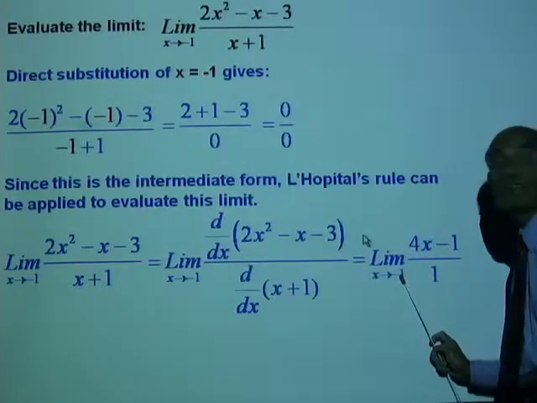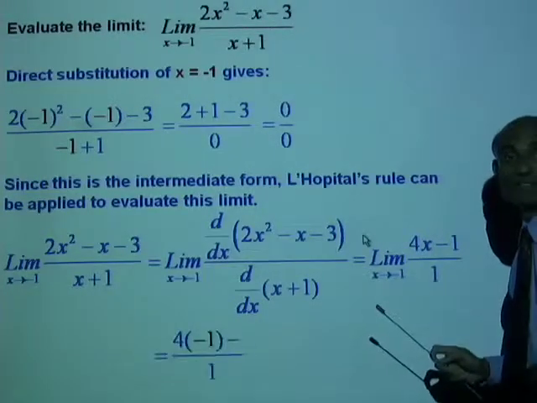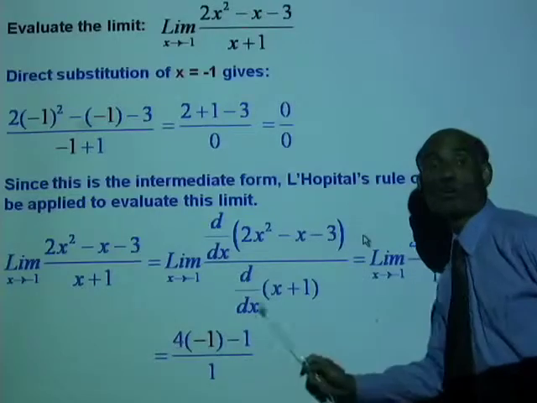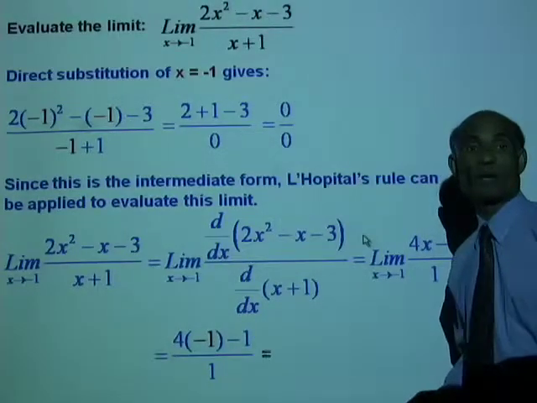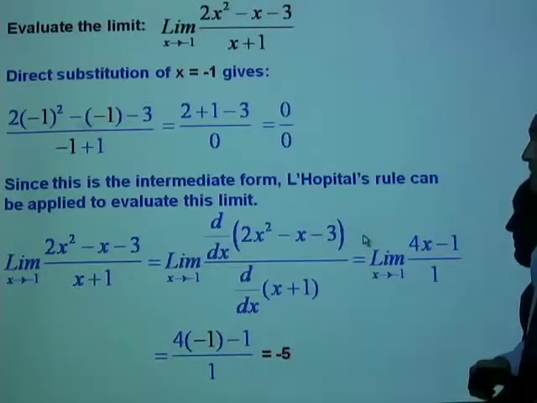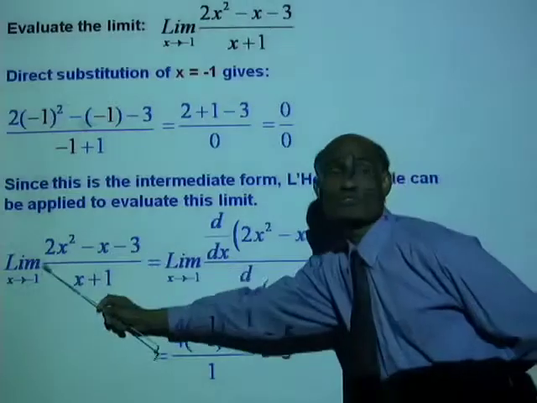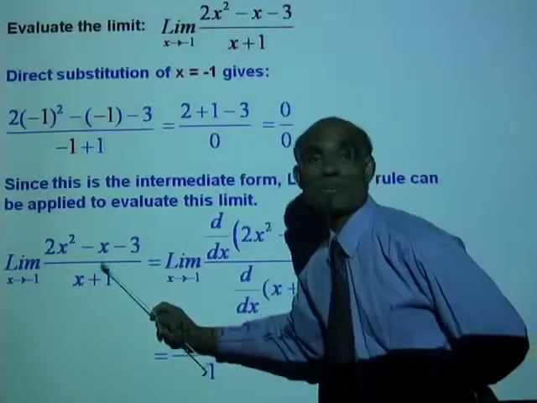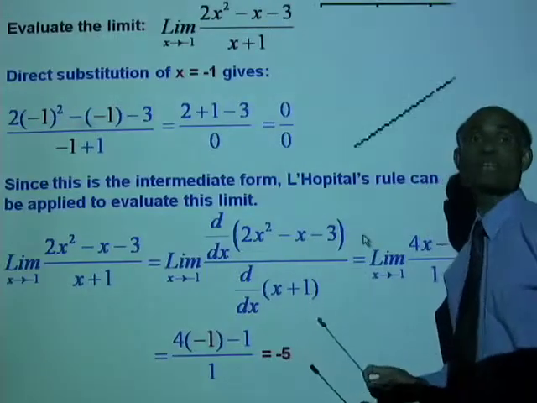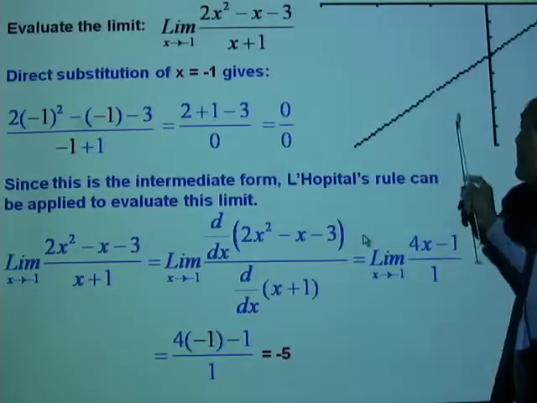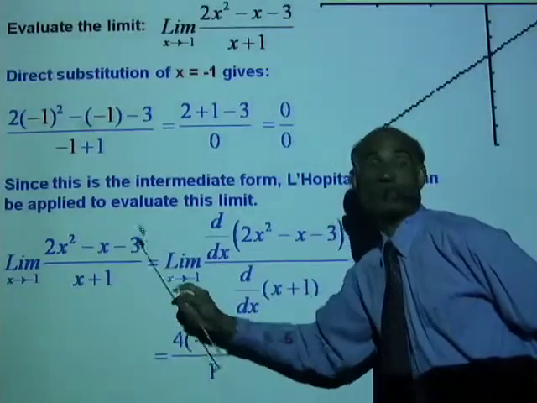Can you replace x by negative 1 now? That's right. So that will be 4 times negative 1 minus 1, divided by 1. And that is negative 5. Now, can you draw a graph of 2x squared minus x minus 3 over x plus 1 and see if the limit is actually negative 5? Well, this is the graph of this. Try that on your own.